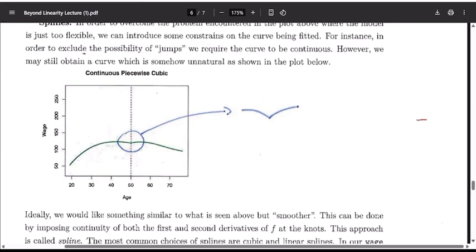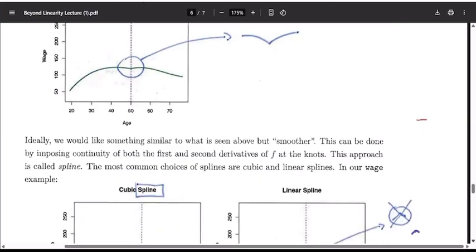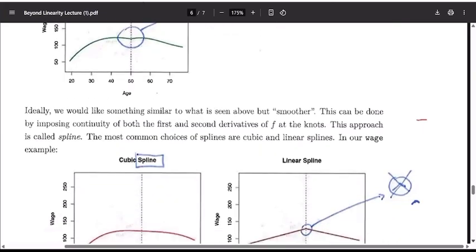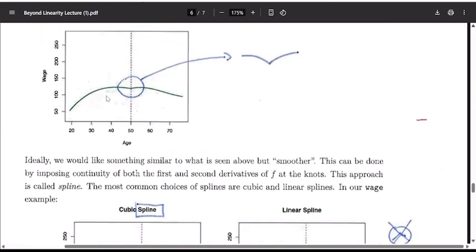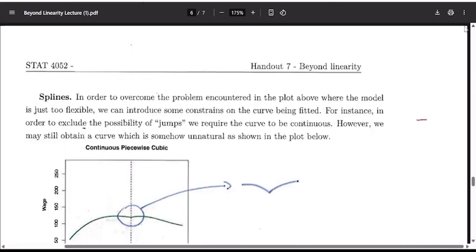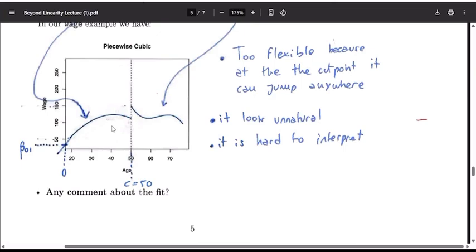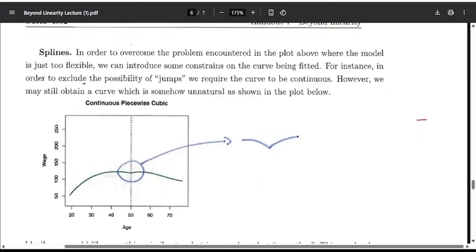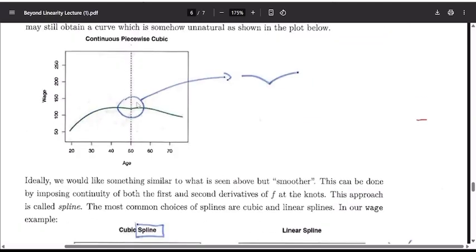Now, if you take a look at what I said, ideally we would like something similar to what is seen above, but it has to be smoother. So what I'm going to say, even though there is no discontinuity, this is not smooth. There's a difference between discontinuity and smoothness. Discontinuity is experienced here. Let me show you. This is an example of discontinuity. Okay. But here with a spline, we achieve continuity, but it is not smooth at the boundary. We want something smooth.